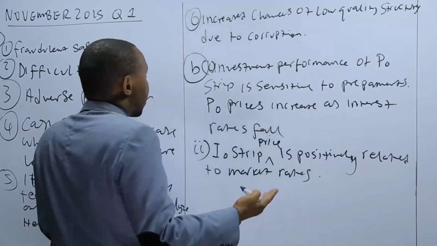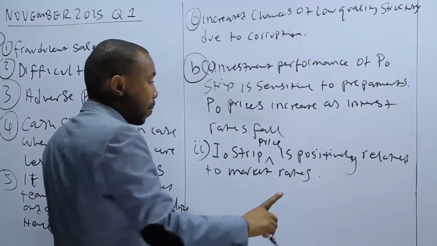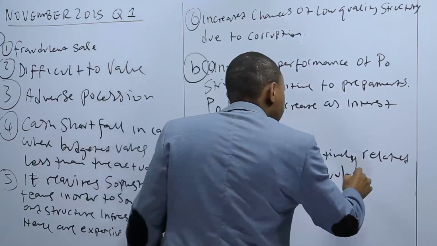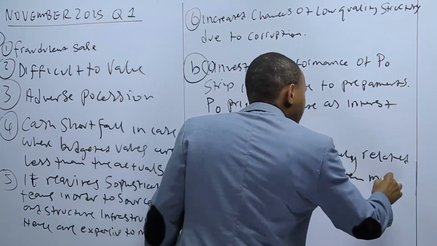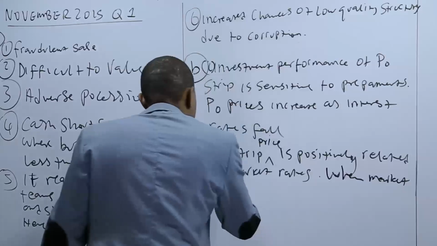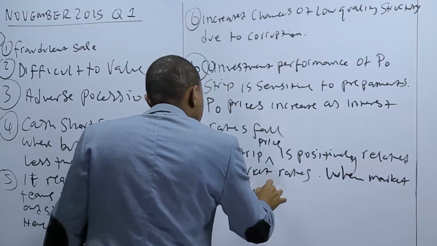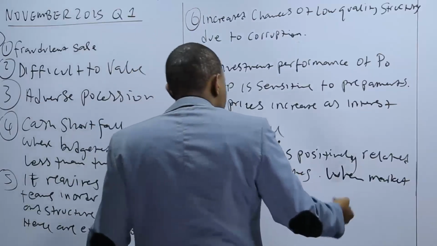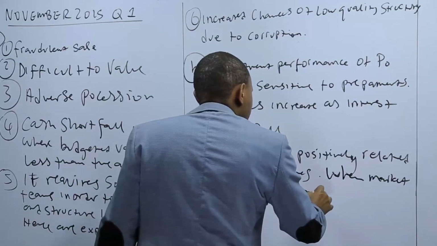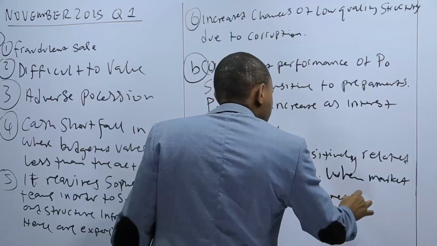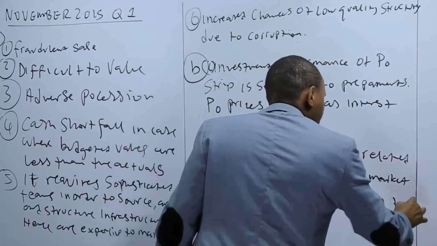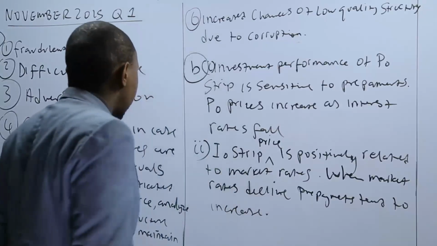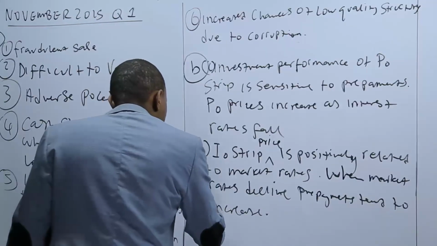We can say that when market rates decline, we can expect to find the prepayment rates increasing. So when market rates decline, prepayments tend to increase. Like that.